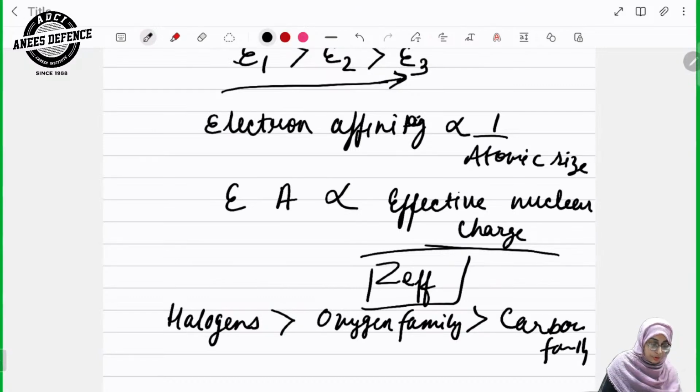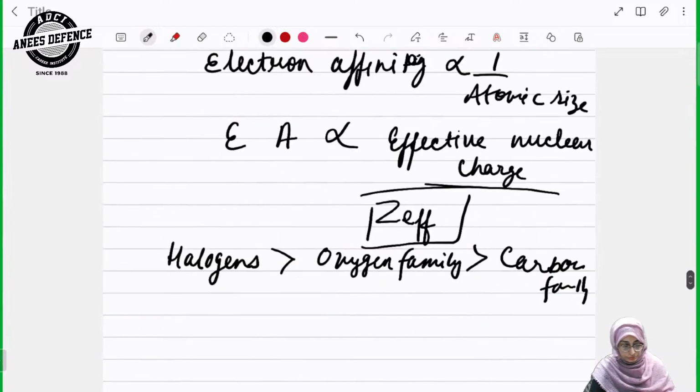So as we move from left to right, the electron affinity increases. Why? Because the effective nuclear charge goes on increasing from left to right. So their electron affinity increases. And what is electron affinity? The amount of energy released when an electron is added to a neutral atom. Now we'll see in a group.